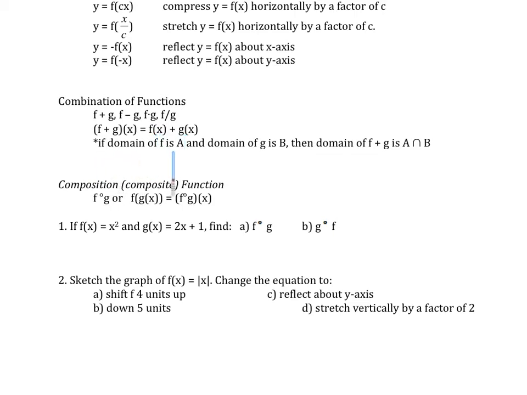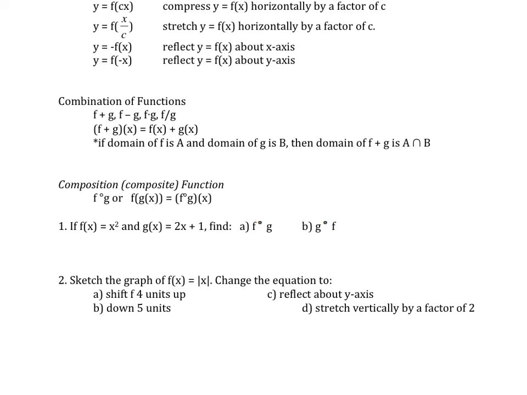And if the domain of f is a and the domain of g is b, then f plus g would be the intersection, the ones they have in common. And then we've got the compositions, f of g, I can write it as f of g of x in this manner. Okay, let's just do a couple examples here and then we will move on.